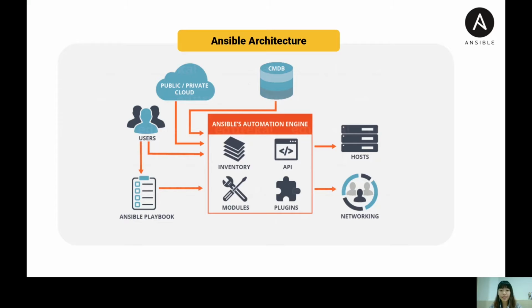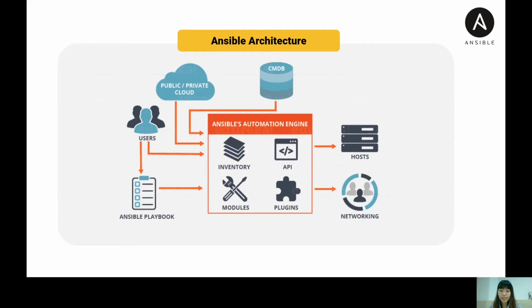Thank you, Earth, for giving an explanation of why we need Ansible. Next, I will talk about the overall architecture of Ansible. By default, it manages remote connections over SSH on Linux or WinRM on Windows. Ansible consists of four core components, which are inventory, modules, playbooks, and plugins.